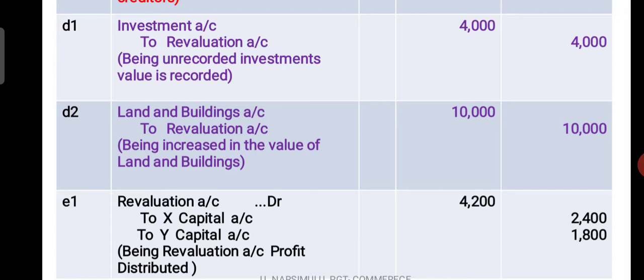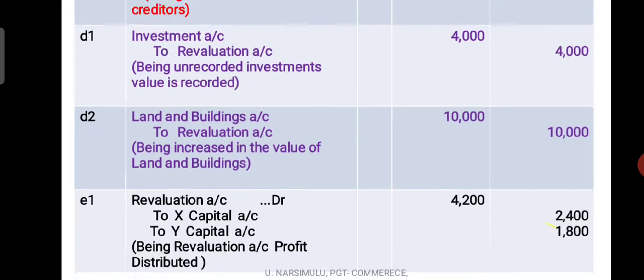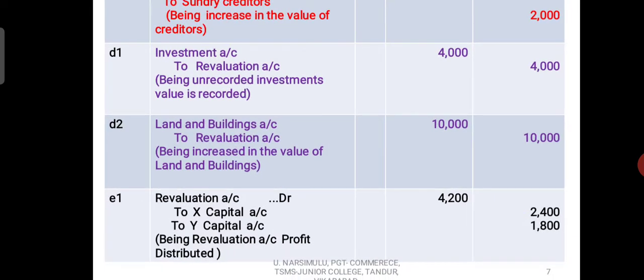This entry will come only after preparation of the revaluation account, but I already prepared the revaluation account. I know what is the profit that we have to distribute between the partners. Now see, revaluation account debit 4,200 to X capital account 2,400, Y capital account 1,800. Narration being revaluation account profit distributed between old partners. So like this we have to write entries for a few transactions.